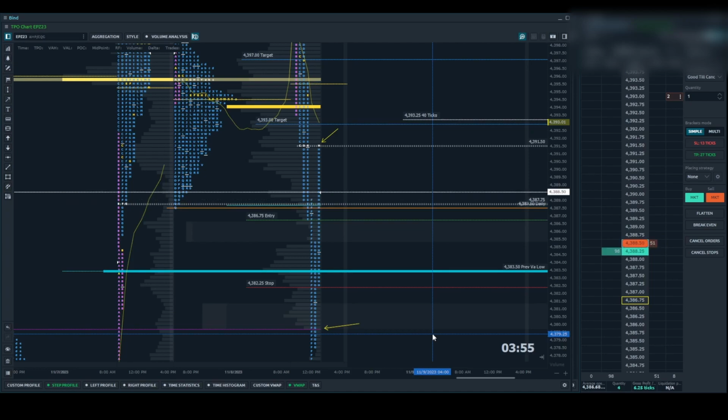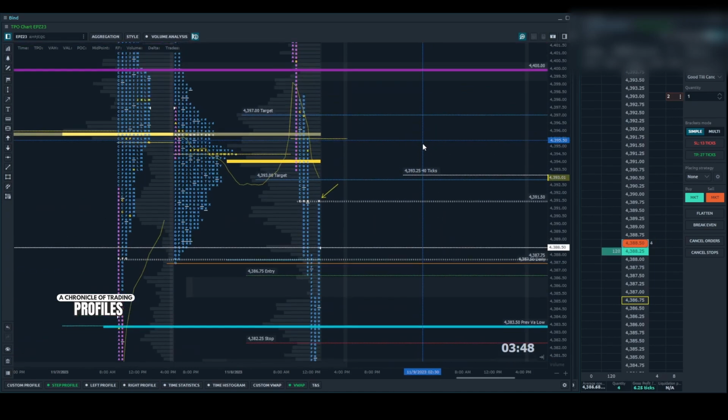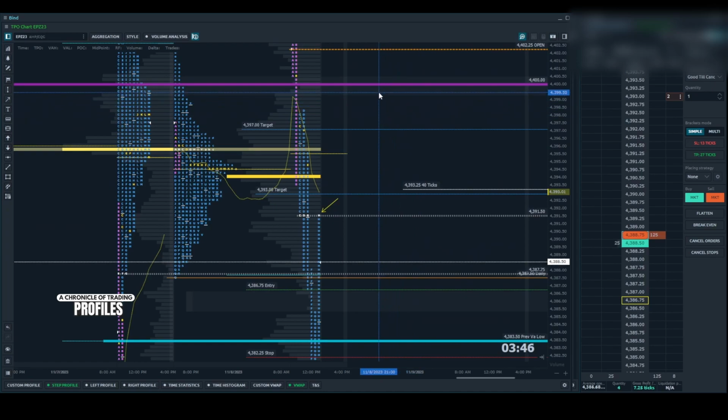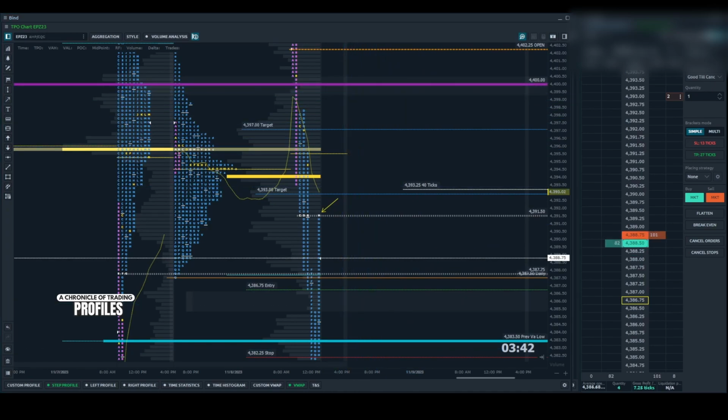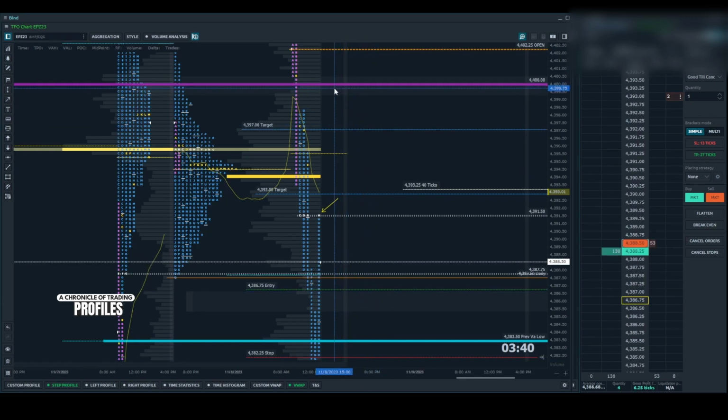Here's about where the normal voice picks up as I'm in the trade. This 4,400 here would make a pretty good target.